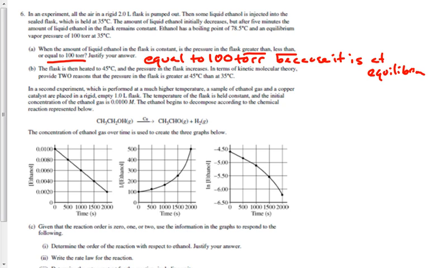B, the flask is then heated to 45 and the pressure in the flask increases. So, okay, pressure increases. You can just slow down with these. Word problems sometimes are just, unfortunately, a little more frustrating because we like to put numbers to work. In terms of kinetic molecular theory, which just means atoms colliding and moving, provide two reasons that the pressure in the flask is greater at 45 than at 35. Two reasons.